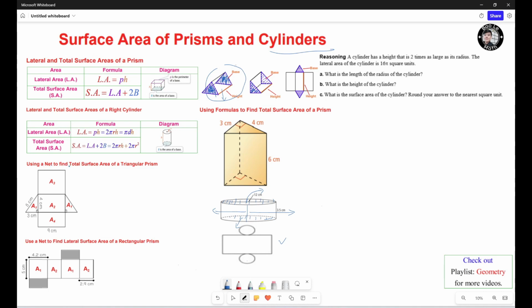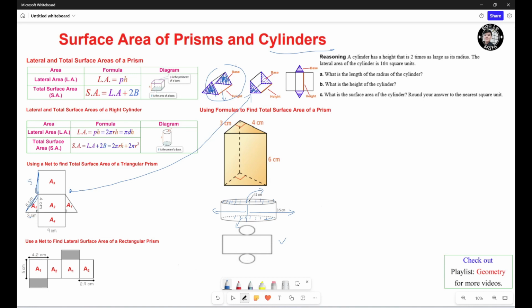We need to use a net to find the total surface area of a triangular prism. If you look at this one, this is actually the net of this 3D figure right here. When I fold this net, I will get this 3D figure. If I fold this, this side length right here and this side length right here must go together. They are next to each other. So this is 5, this must be 5. Keep that in mind.